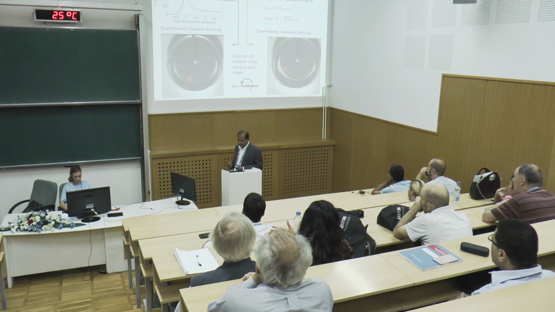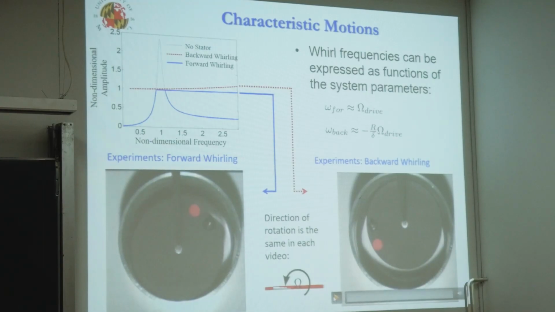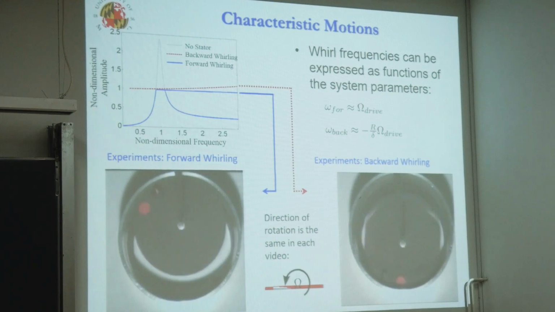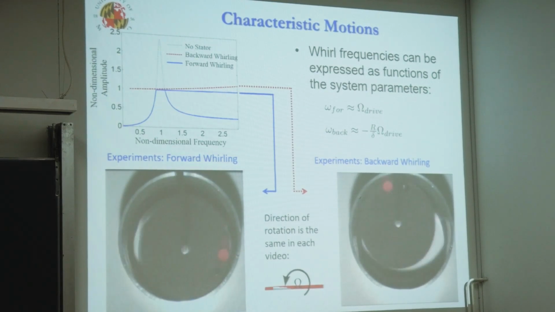If I did one experiment where I had forward whirling, and then I do backward whirling: in the forward whirling case, basically the rotor is spinning in the same direction as my input torque. The backward whirling, which is a little bit more violent, the rotor is spinning in the opposite direction.